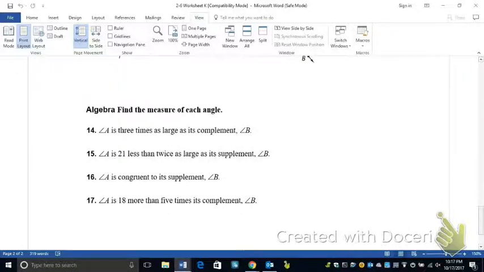Okay, now let's look at number 16. A is congruent to its supplement B. Now we could write out x plus y equals 180, then x equals y, and then go through all that.